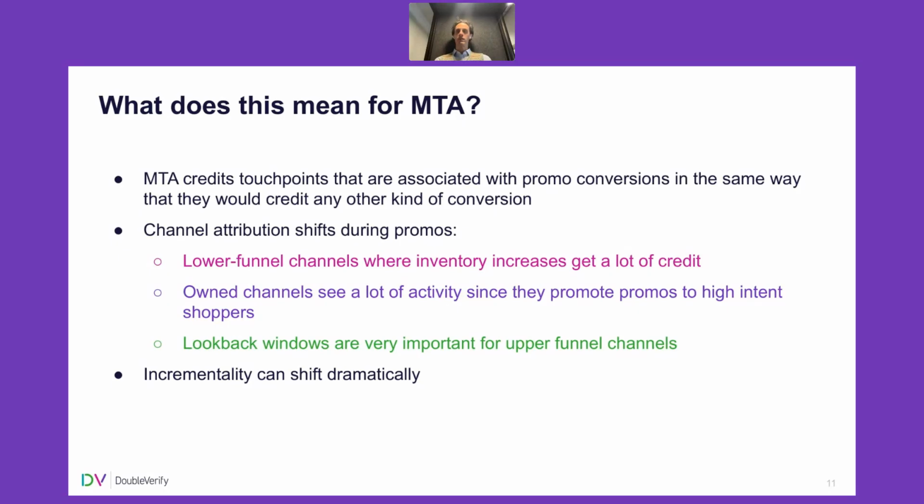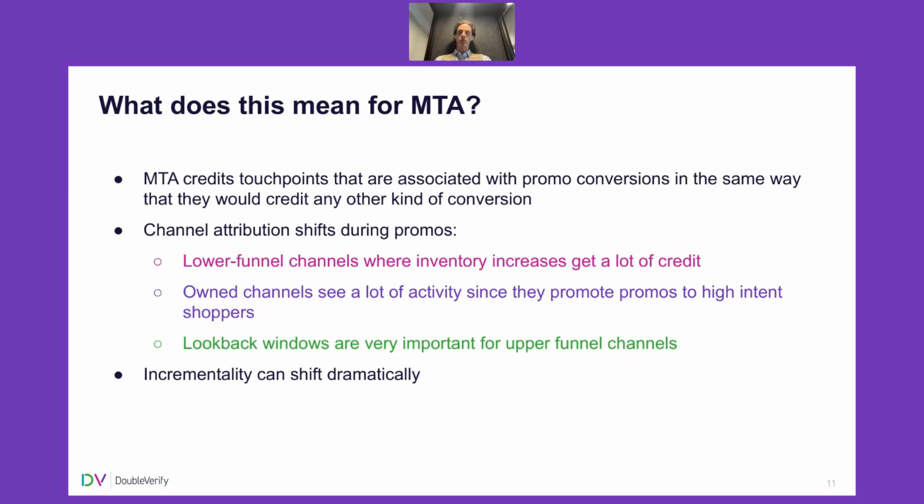And so you're going to see different patterns of attribution results during those promo periods versus outside of those promo periods. So likely what you're going to see is a lot of your lower funnel channels really getting a lot of credit, especially if your model credits recency a little bit extra. Then things like brand search, things like retargeting, those are going to get dramatically more credit from your MTA model than they might otherwise. Owned channels, likewise, are likely to get a lot of extra credit because they tend to promote to high intent shoppers.